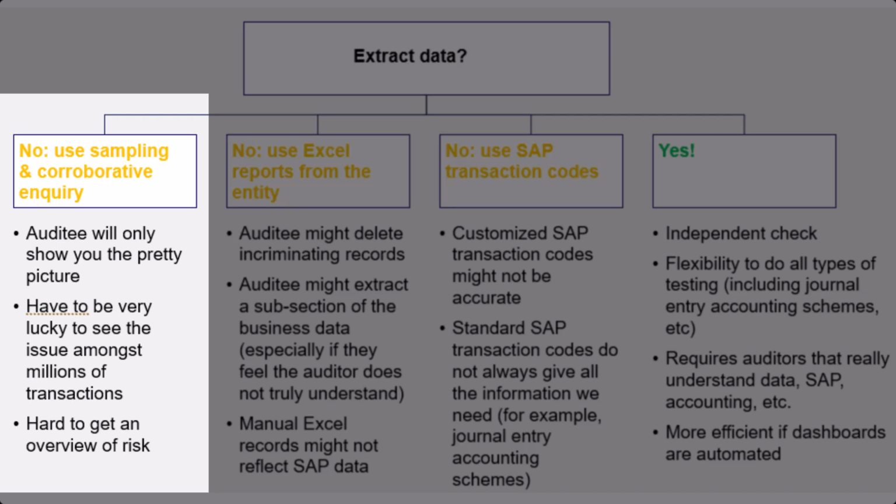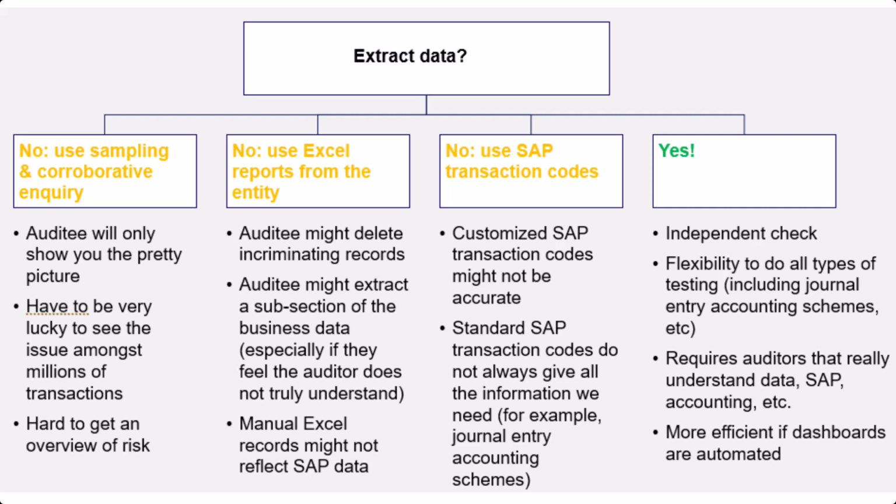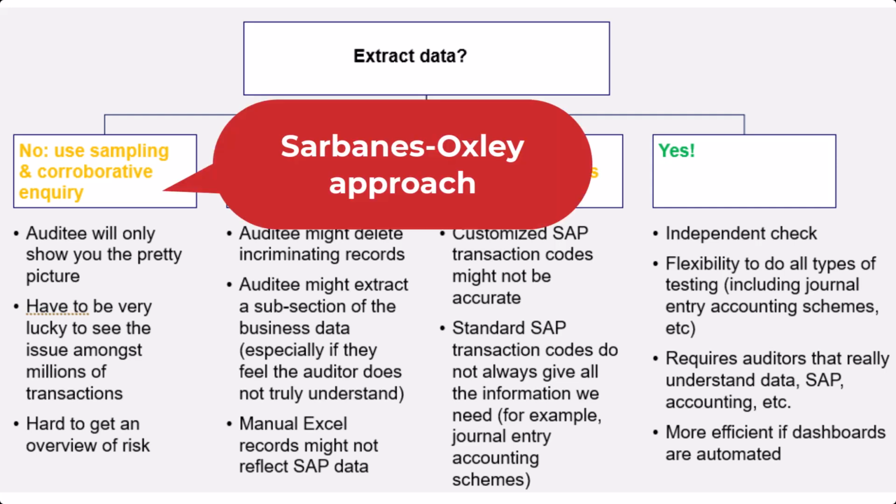Based on that, what I would say is, okay, that's good, right? You're going to interview people, you're going to do sampling, and you get a good idea of the internal controls that are in place and whether or not they are operating effectively. And this is the Sarbanes-Oxley approach, right? Everyone's been doing that for the last 10 years.